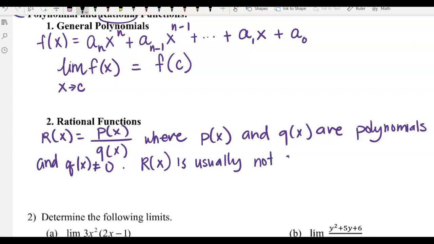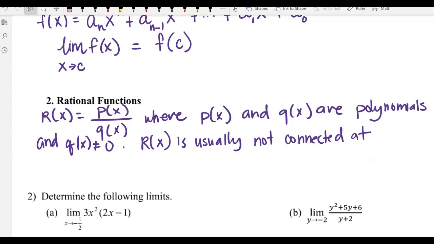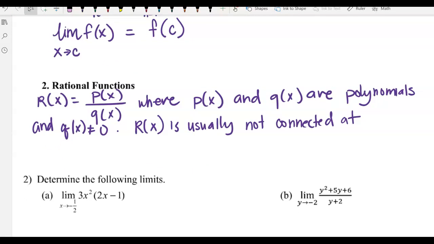Not connected. When do you think it's not connected? When do you think the asymptotes happen? Who remembers that? We know we have asymptotes. When do we? It's not connected. I mean, we have asymptotes. Where do we have the asymptotes? When is it that x cannot be defined? The top or the bottom?